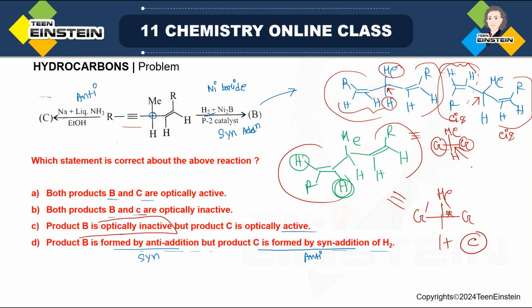So this is your C and this is your B. B is optically inactive. This is optically active. That means option C should be the correct option. One of the products, when it is trans addition or anti-addition, that is the left hand side product, C is optically active, because now on both sides of this carbon center you have G and G prime. G prime is trans and G is cis. So that is the reason we have to choose option C and the other options are not correct.